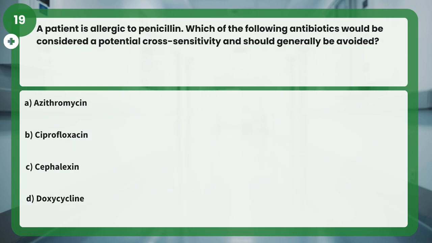Question 19. A patient is allergic to penicillin. Which of the following antibiotics would be considered a potential cross-sensitivity and should generally be avoided? A. Azithromycin. B. Ciprofloxacin. C. Cephalexin. D. Doxycycline.